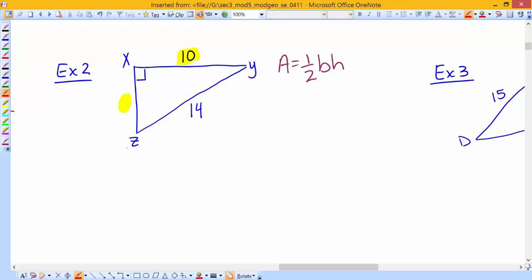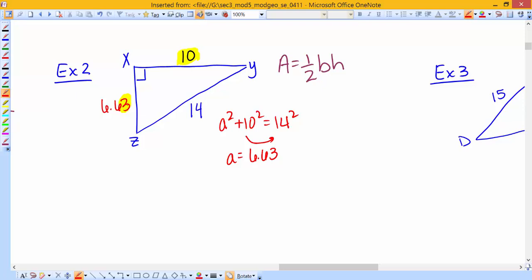So what can I use to find a missing side of a right triangle? Oh, I can use the Pythagorean theorem. So I can use a squared plus 10 squared equals 14 squared. I'm going to do this in my calculator. I'm going to move the 10 squared over. 144 minus 100 is 44. Now I'm going to square root that. So A, and I'm not showing you this, you should be fine, is 6.63 when I round it.